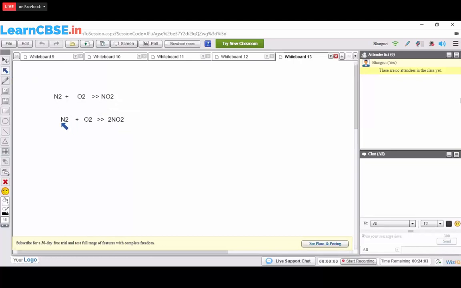So now here 2 nitrogen and also here it is 2 nitrogen. But now we have to balance the oxygen again. Here it is 2 oxygen and here it is 4 oxygen atoms. So we have to place the 2 in front of the oxygen molecule. N2 plus 2O2 gives 2NO2. So here it is 2 nitrogen, here also 2 nitrogen, 4 oxygen atoms, 2 times 2, 4 oxygen atoms. So now the equation is balanced.